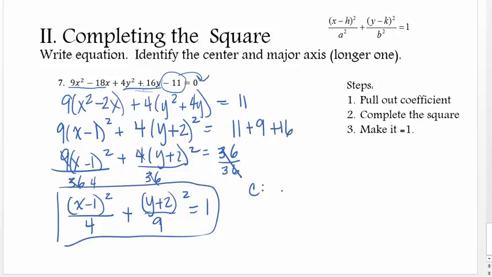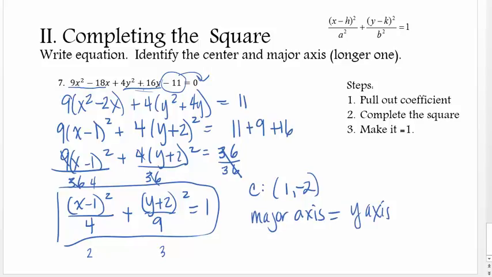And then what's my center? Well, h is 1, k is negative 2, and the major axis, well, let's look. a is really 2 because it's 2 squared, and b is 3 squared. So which one's bigger? The b is. So that means that y is my major axis. That means my ellipse is going up and down, not side to side.